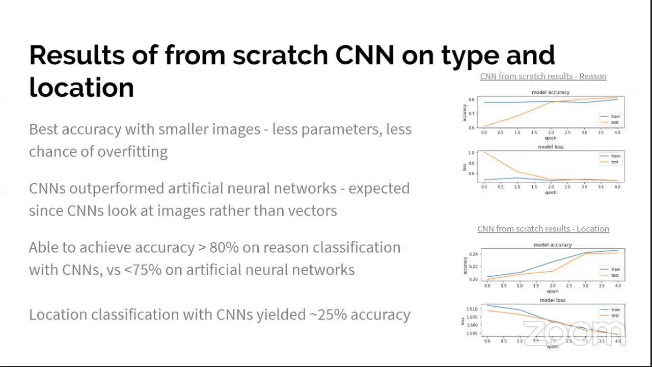For comparing the from scratch CNN and the artificial neural networks, the CNNs outperformed the artificial neural networks, which we expected since the CNNs are looking at the images rather than unspooling the images into vectors like the artificial neural networks were doing in their process, and this is image classification. So overall, we were able to achieve accuracy greater than 80% on reason classification with the CNNs and slightly less than 75% on artificial neural networks. You can see on the top right, the CNN from scratch results, the accuracy for reason type is quite high, loss dropped pretty low. And then for the location classification, again, as Alison said, we were able to get the accuracy up to about 25%, which obviously wasn't as good as reason, but we kind of expected due to what we were looking at there. So next, Edith's going to go into the work that we also continued using a pre-trained CNN.